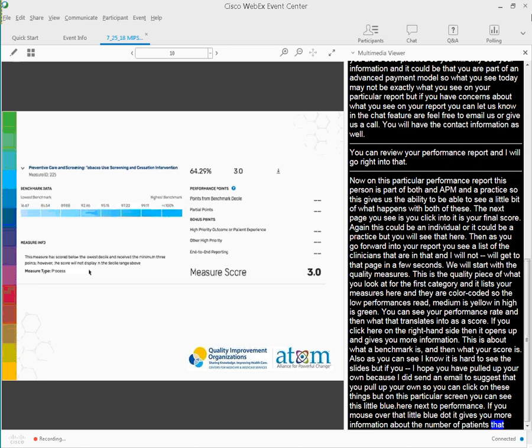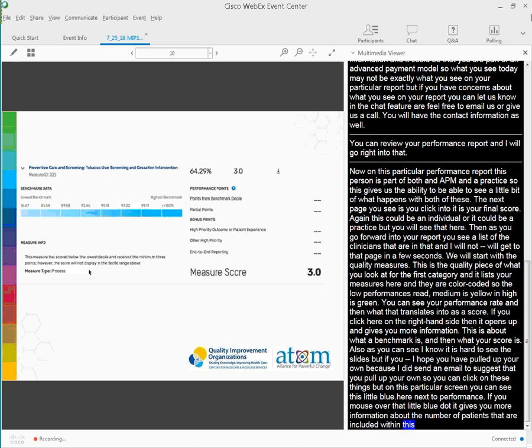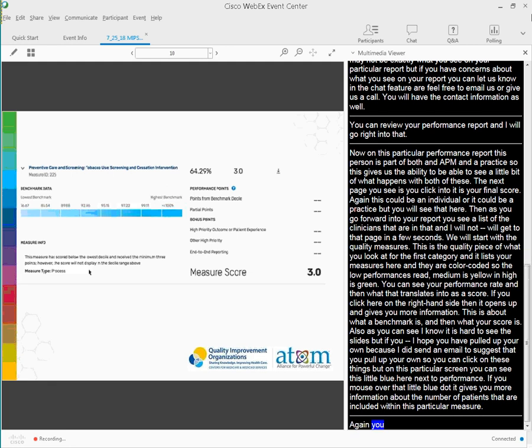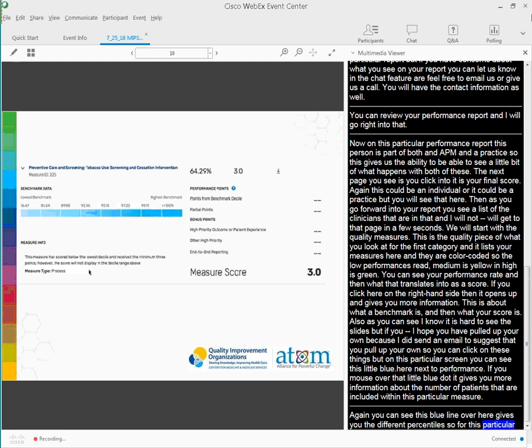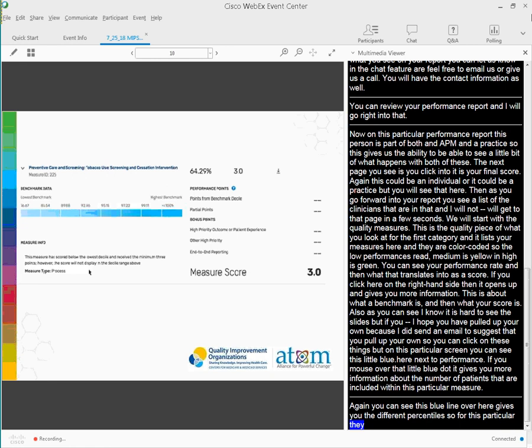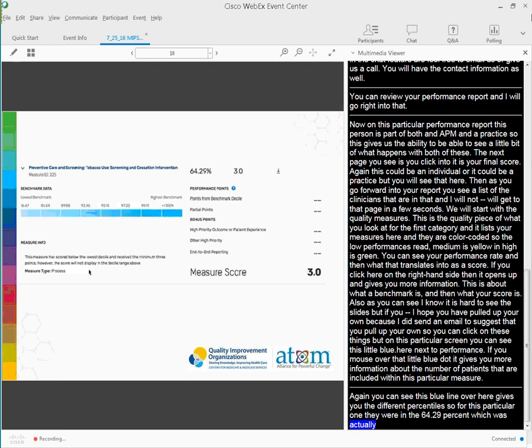within this particular measure. And again, you can see this blue radiated line over here gives you each of the different percentiles. So for this particular one, they were at 64.29%, which was actually below the benchmark data, which is why it is 3 points, the minimum points that you could get for this particular measure.